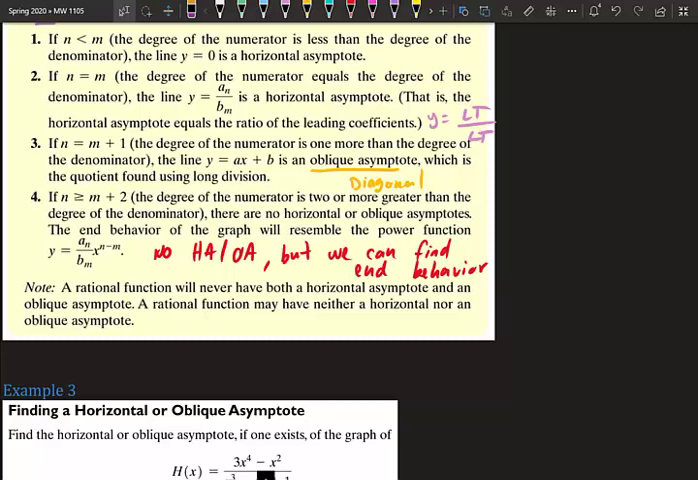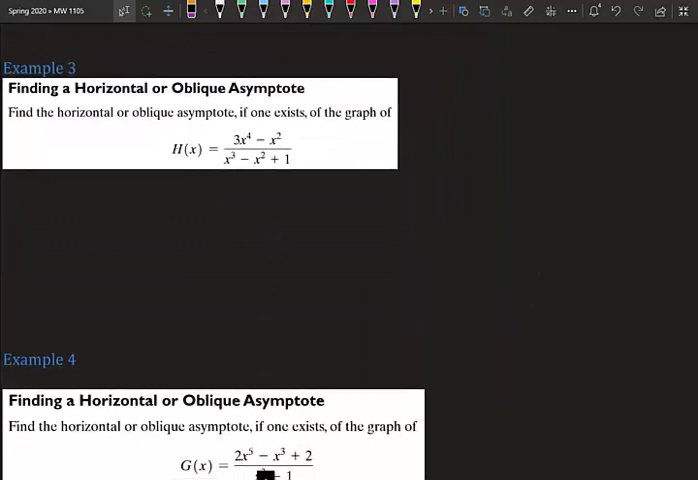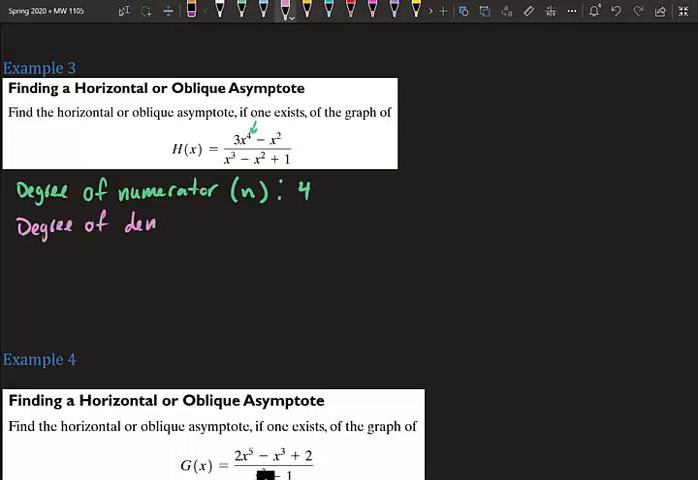Alrighty. Finding a horizontal or oblique asymptote, so find it if it exists. So the first thing we need to do is find the degree of the numerator. The degree of the numerator, that's n. So the degree of the numerator is 4. Now we need to find the degree of the denominator. The degree of the denominator, that we say is m. So the degree of the denominator is 3.